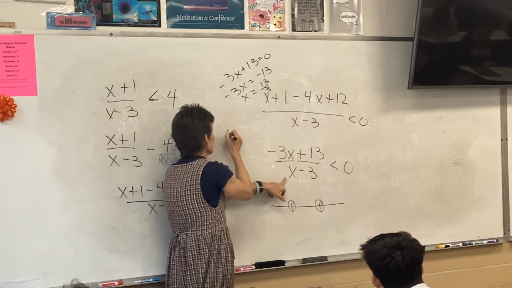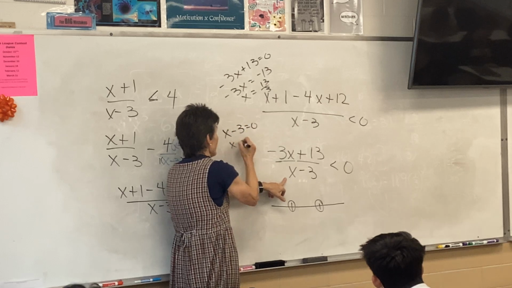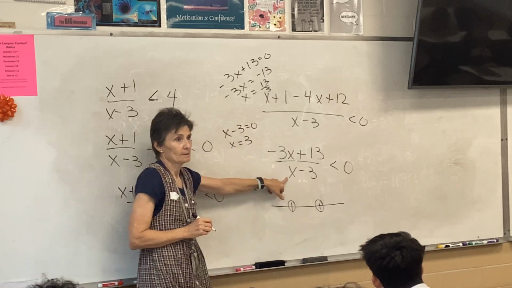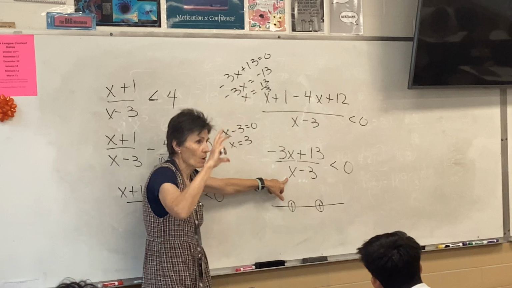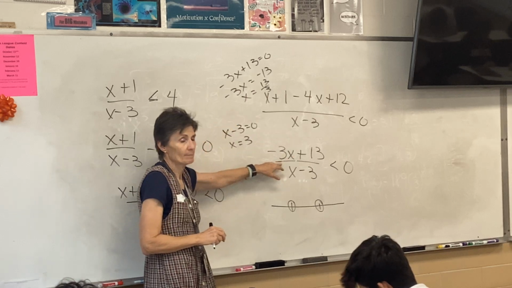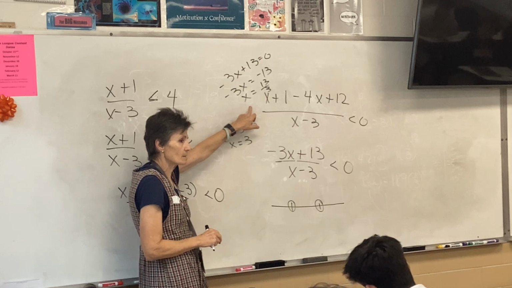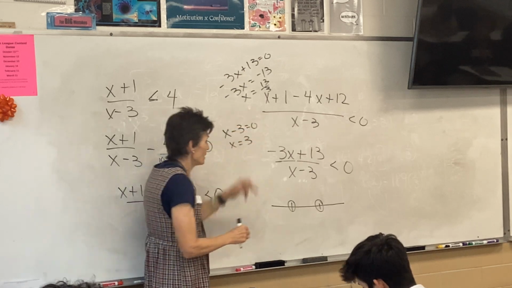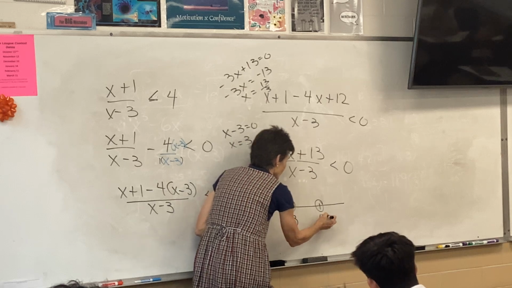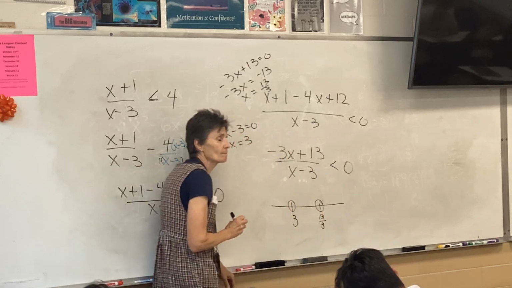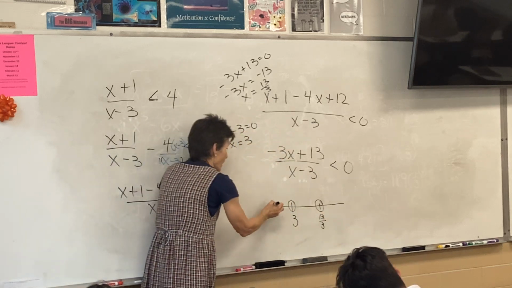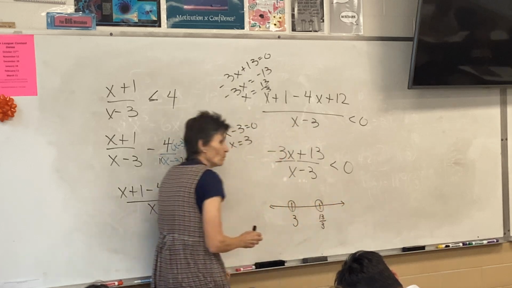You did the same thing with this one, only you just did it in your head. It's at 3. We're finding the zeros of the top and the bottom. Now, 13/3 is bigger than 4, right? So I'm gonna put my 3 here and my 13/3 here. Remember, this is a number line, so I gotta make sure I got it in order.